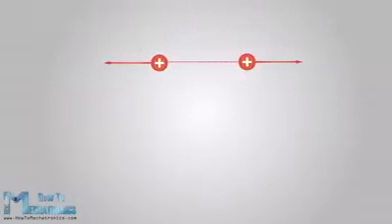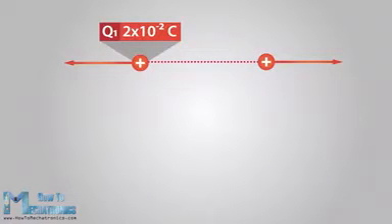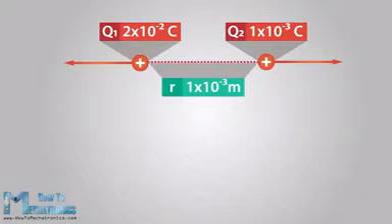Let's say we have two positive charges. The first charge, Q1, is 2 times 10 to the minus 2 coulombs, and the other charge, Q2, is 1 times 10 to the minus 3 coulombs. The distance between them, R, is 1 millimeter, which is 1 times 10 to the minus 3 meters. Now we can calculate the force between these charges using the equation.